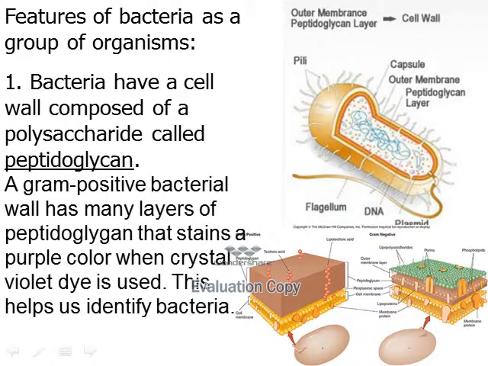Features of bacteria. Oh, there's so many. Let's start with the peptidoglycan polysaccharide cell wall. My gosh, that's a mouthful, but let's look at it. Polysaccharide means many sugars. So that's just what the peptidoglycan is made of, many sugars. Now, they may have a very thick gram-positive cell wall made of many layers of peptidoglycan, and that's going to stain purple when we use crystal violet.